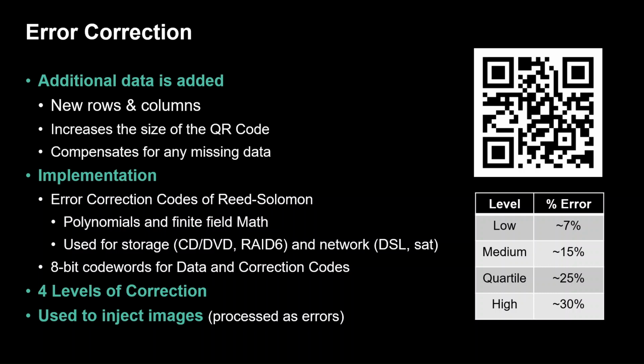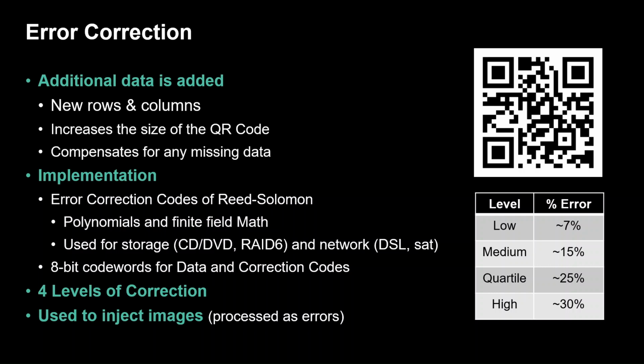It's implemented with the Reed-Solomon error correction code, which is based on polynomial and finite field mathematics, and it's used in storage, for instance for CD and DVD, or RAID 6 for storage disks, but also in network communication, like in DSL or satellite communication. Basically, it's like a CRC, a code where you can deduce the content even if you don't have the whole code words. Code words are 8 bits long, and they are made of data or correction codes.